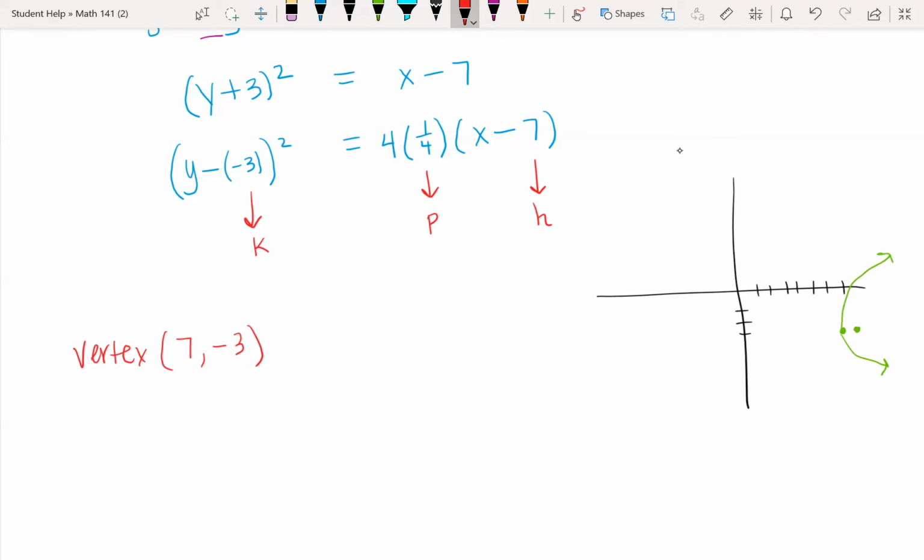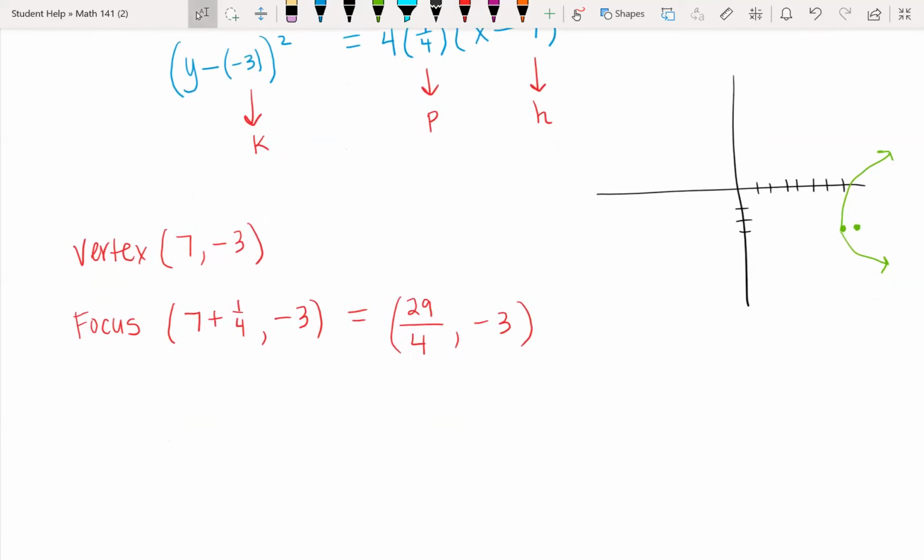The focus point is going to be 7 plus 1/4. We're moving to the right by 1/4. The y coordinate will be the same. So 7 1/4, that's 28, 29. 29 over 4, comma, -3.